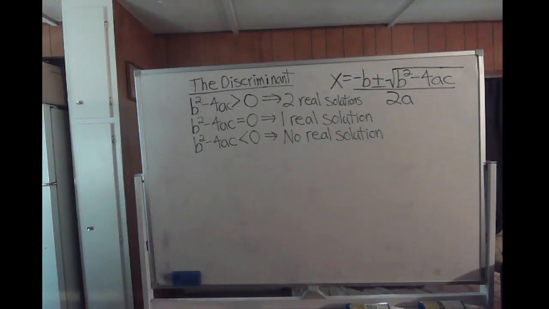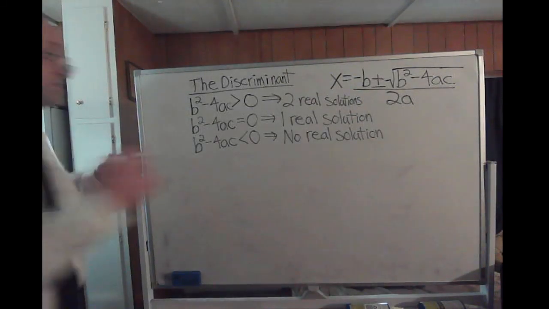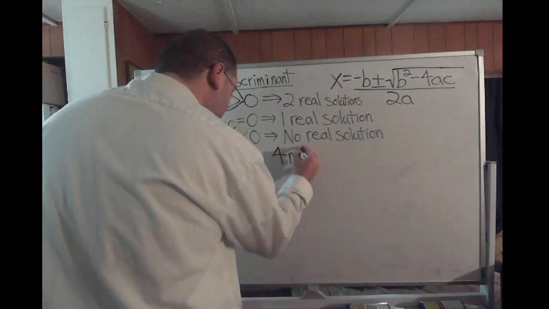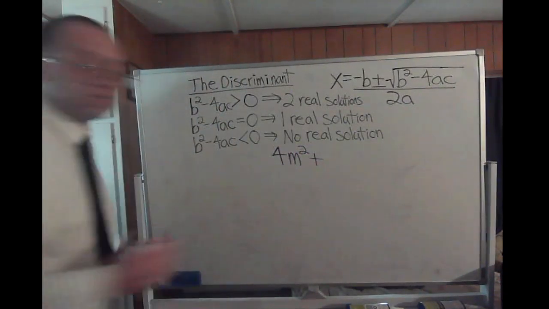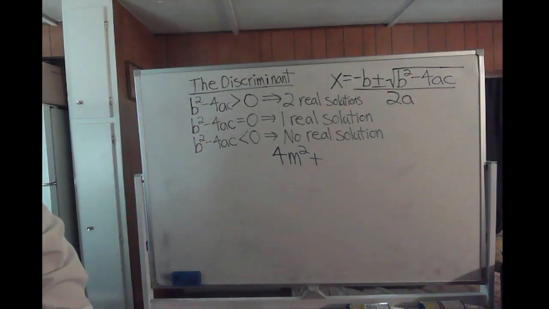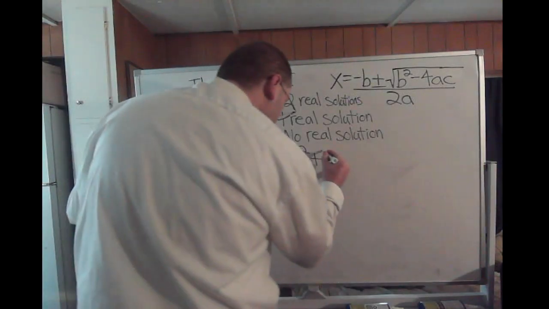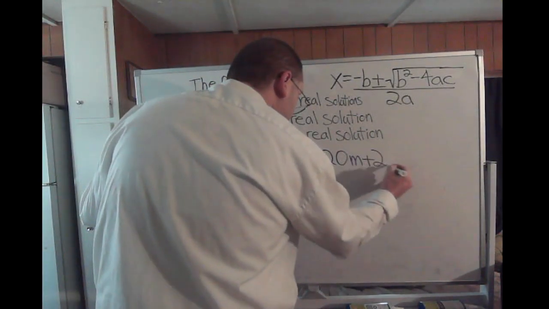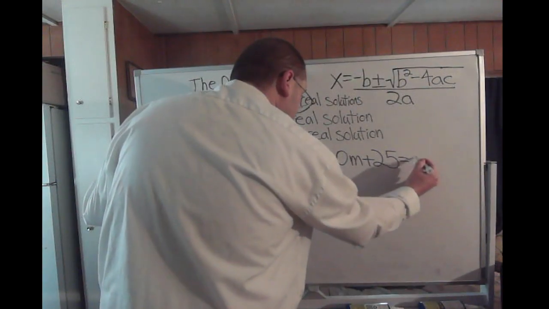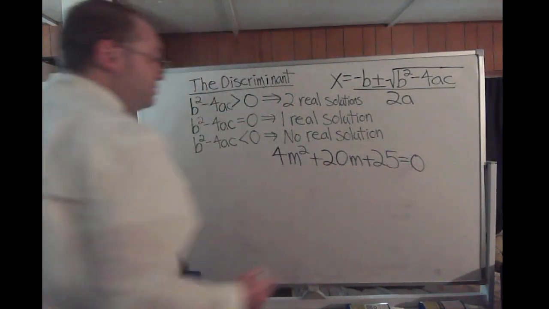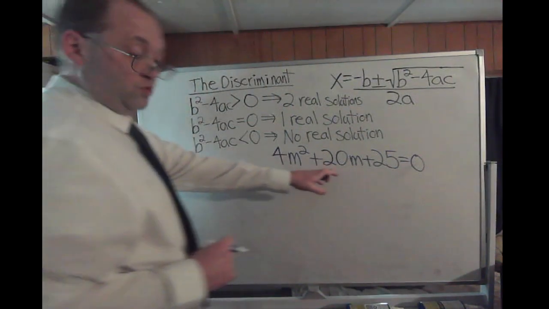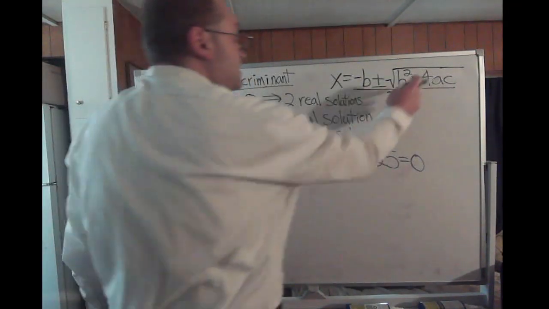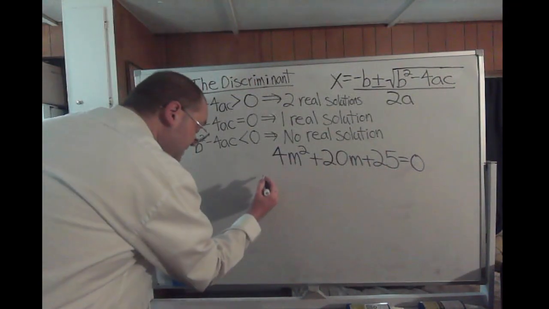What do we got here? Let's see, 4m squared. We have 4m squared plus 20m plus 25 is equal to 0. Alright, so we've been given 4m squared plus 20m plus 25 equals 0. So again, let's do the discriminant, the b squared minus 4ac.